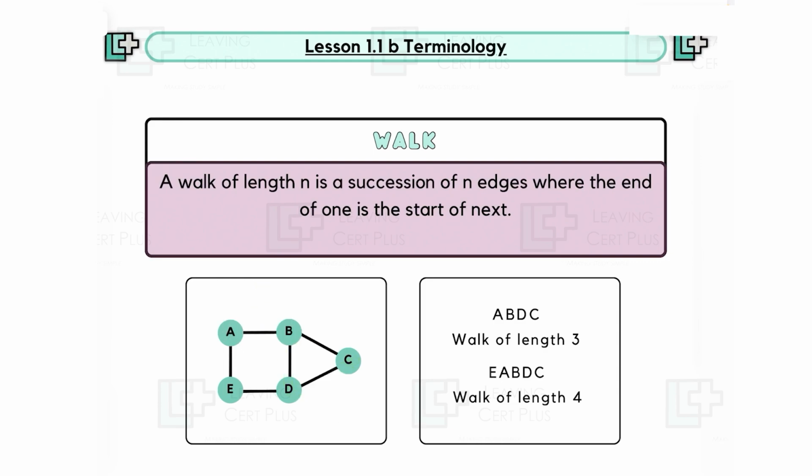E, A, B, D, C. That would be a walk of length 4. So if I go from E to A, there's 1. A to B is 2. Down to D is 3, and across to C is 4 edges. That's why it's a walk of length 4.